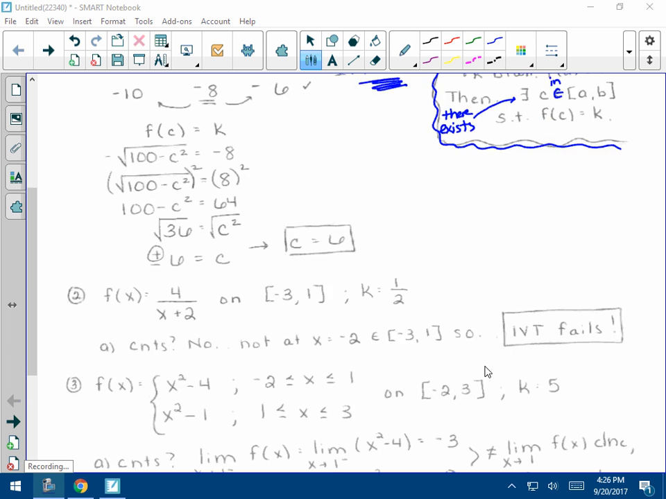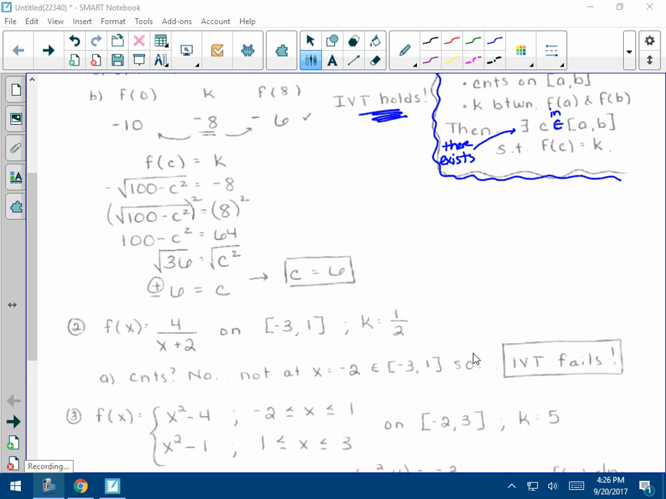Okay, second example. f of x equals 4 over x plus 2 on the interval negative 3 to 1, k equals 1/2. Is it continuous? Well, it's a rational, so there's a problem at negative 2. Negative 2 is an element of that interval. It's in that interval, so intermediate value theorem fails. There's nothing more you got to do.